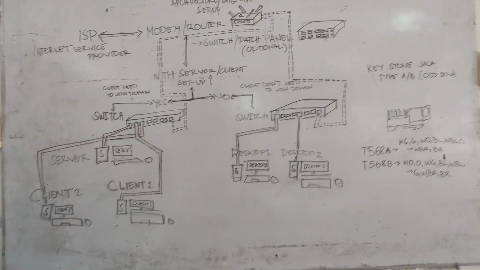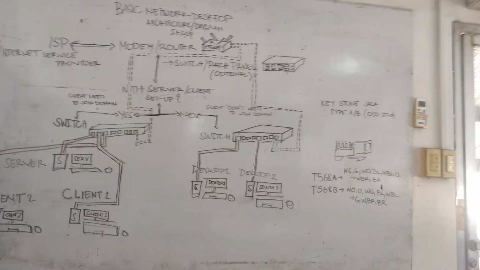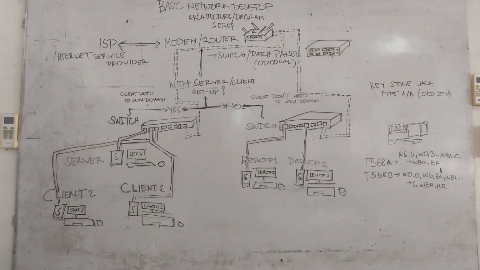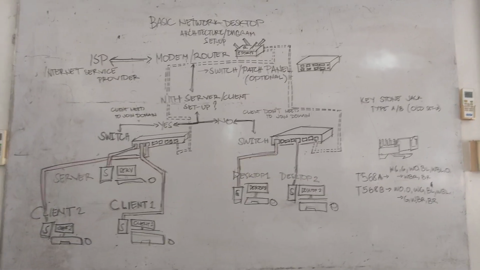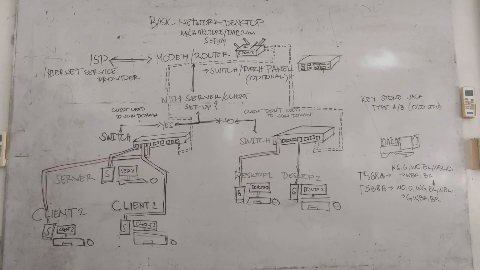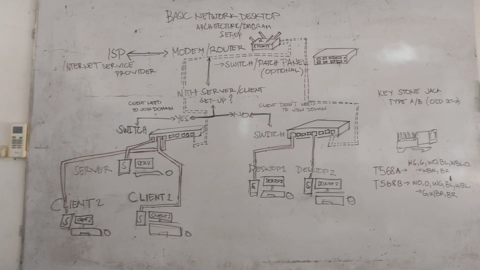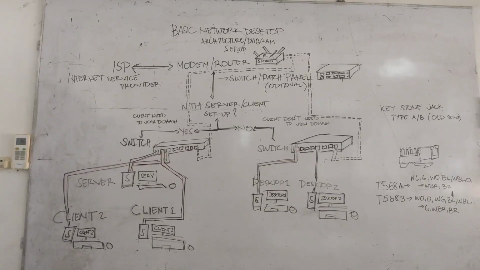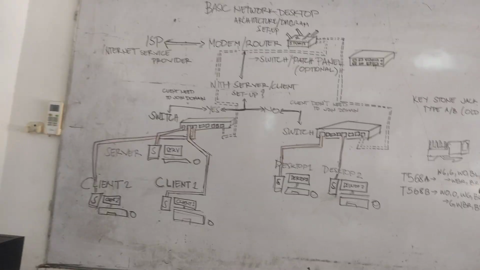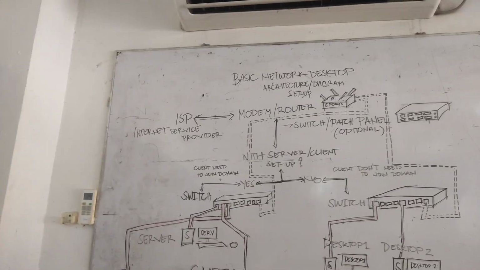In this video, I'm going to show you the basic, or typical, setup for a small area, for our basic network desktop architecture diagram. First, we have a setup with internet or without internet. That is why I'm showing this diagram.